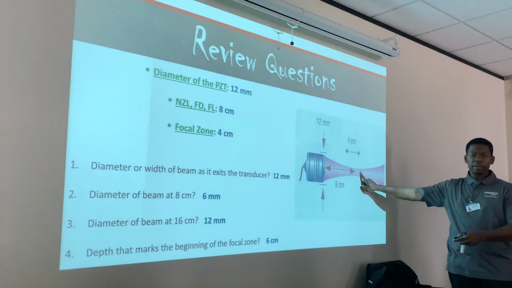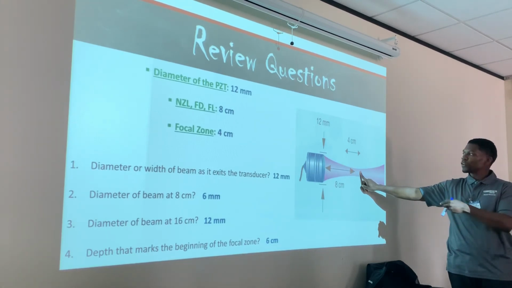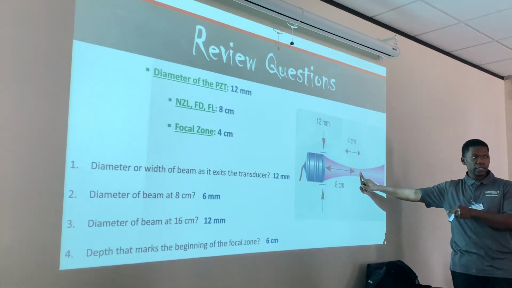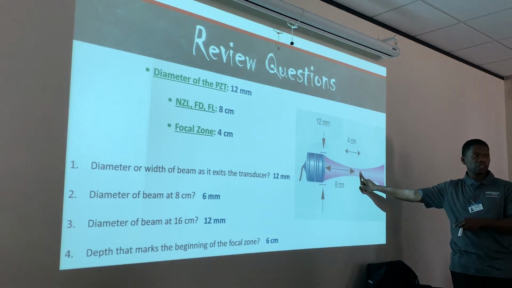So you add 2. From the transducer to the focus is 8 centimeters. Okay? The end of our focal zone, which is half of our focal zone, is going to be adding 2 centimeters to the focus, 10. That's going to mark the end of our focal zone right there at approximately 10 centimeters. Okay? We're good there?